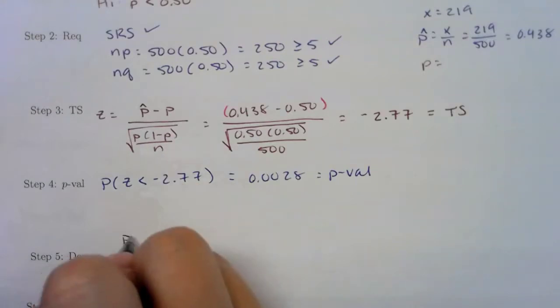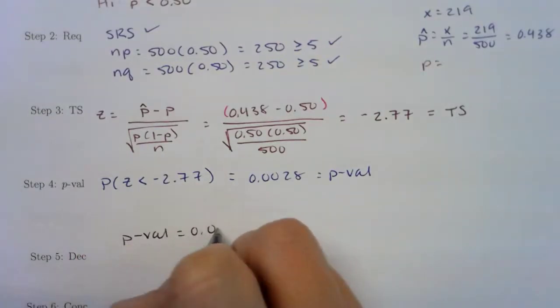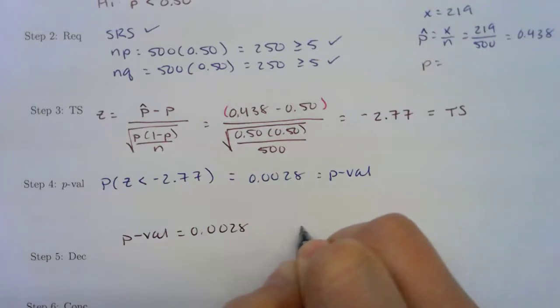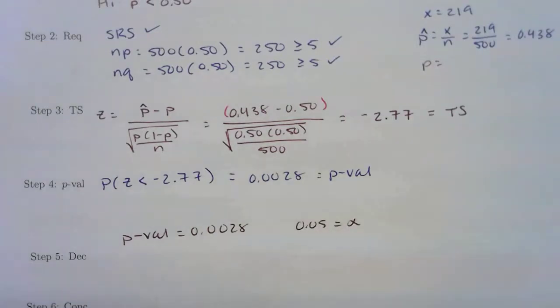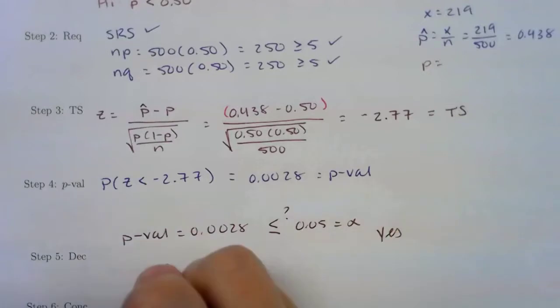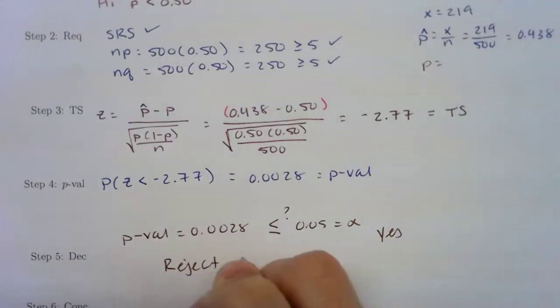Now we need to make a decision. Well, our p-value is 0.0028, alpha is 0.05, and we reject the null if our p-value is less than or equal to alpha. So is our p-value less than or equal to alpha? The answer is yes. So our decision is to reject H naught. Remember, when we reject the null, we are claiming the alternative is the new truth.